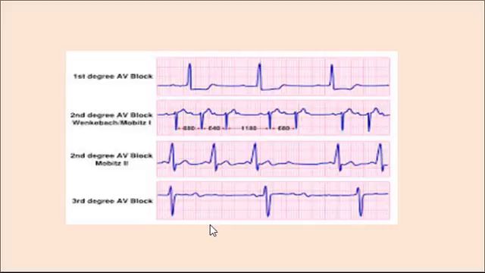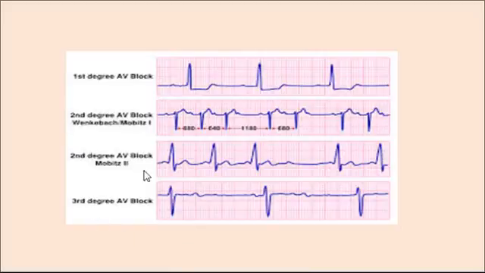Third degree AV block is called complete heart block. There is no communication between the SA node and the AV node. That P wave did not cause that QRS. This is incredibly long. They're not talking to each other. They are totally disassociated. They are divorced. They are completely blocked. They are dying or dead.